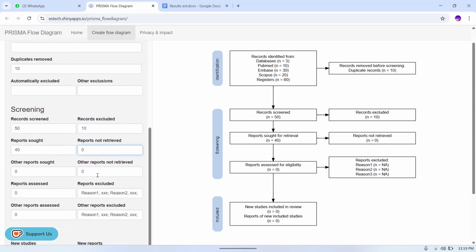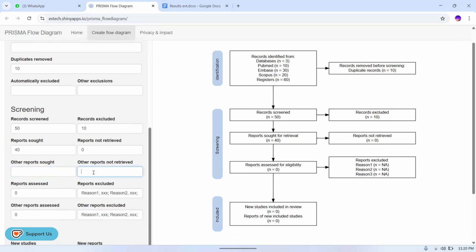Reports not retrieved, I leave it as 0. I won't remove this 0. I would leave it as 0. If I remove it, this box won't be removed, it would be written NA. I don't want NA, so I just write 0. Okay, other reports sought, nothing.